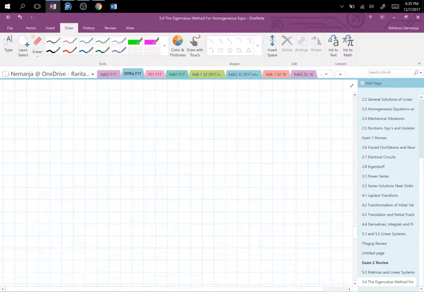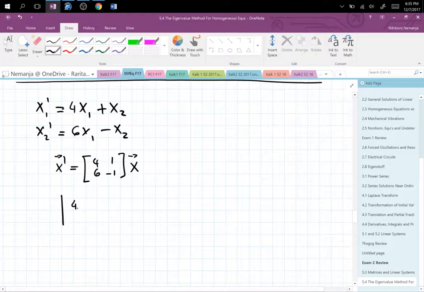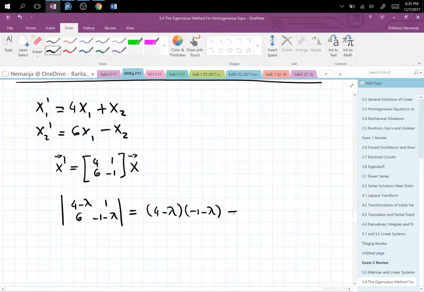All right. So we have 4 minus lambda, 1, 6, negative 1 minus lambda. Oh, this is the same as the previous one. Yeah, you're going to get the same characteristic polynomial. Oh, yeah. You need a vector. Yeah, but you're not going to get the same eigenvectors. So we are getting a vector, but it's going to be different vectors.